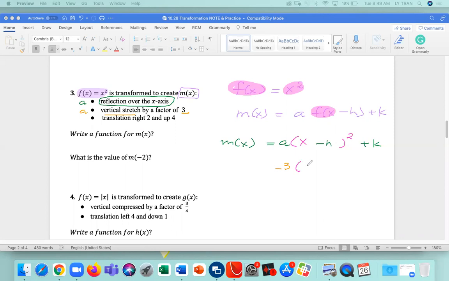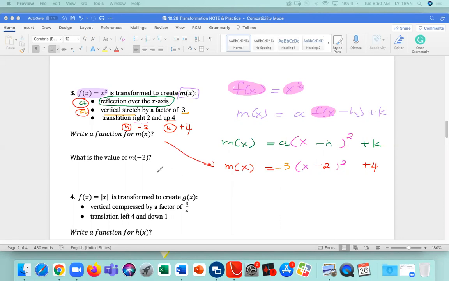Translation right. When you hear the word right, that's going to be h. And I'm going to go right, so that's going to be -2 on h. So I'm going to put -2 on h. And then go up, that's going to be k. And when you go up, you go into +4. That's it. So that's my m of x, and I'm done with this one.